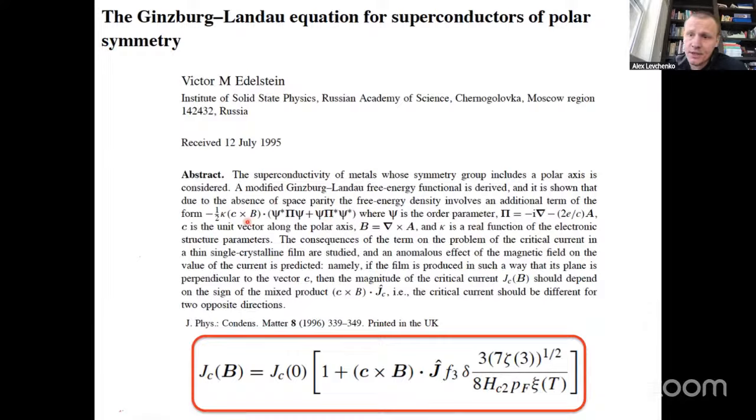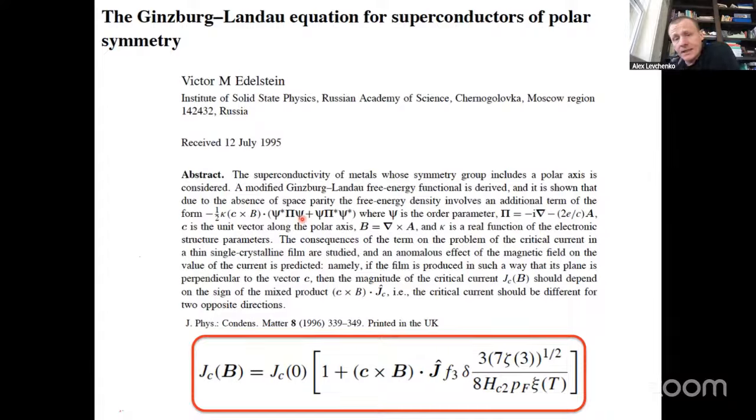But he makes a prediction that the Ginzburg-Landau free energy acquires a new term. And this term has a particular vector structure. So it has a cross product of a unit vector along the polar axis, this is the C vector, crossed with the magnetic field and dotted with the supercurrent. As you can see, this psi complex conjugated pi psi, up to an overall factor, is a superflow. So essentially, you have a new invariant, which is a vector product of two vectors and dotted with the third vector.